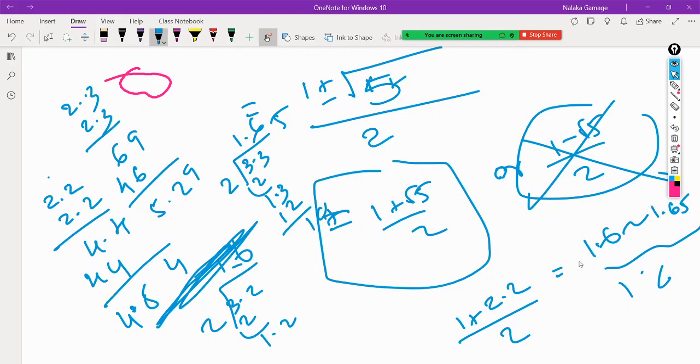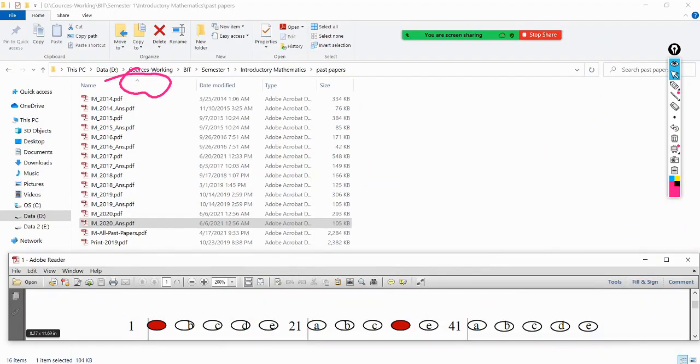So therefore I know that the answer is between 1.6 and 1.65. If it is between 1.6 and 1.65, when we round it, it has to round to 1.6. So therefore now I know that answer is 1.6.